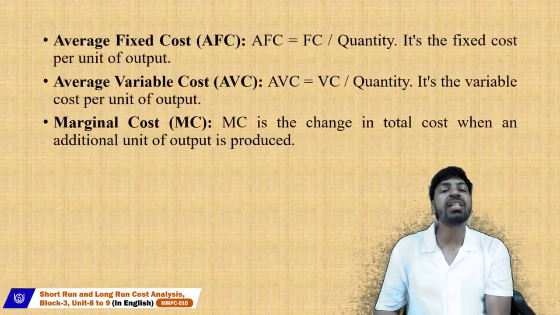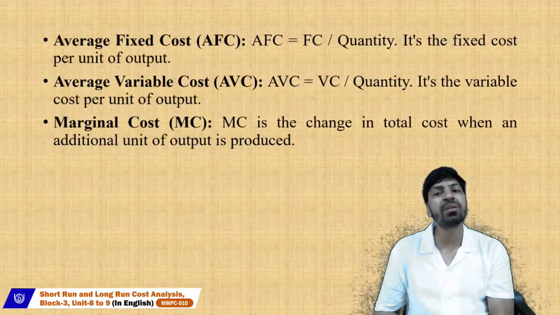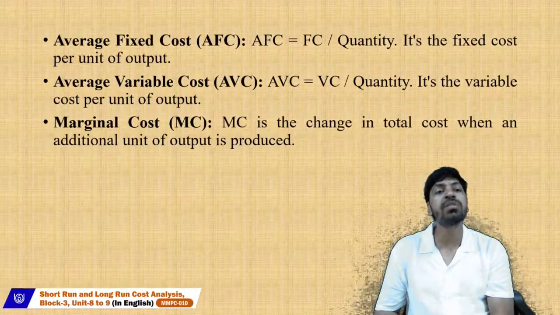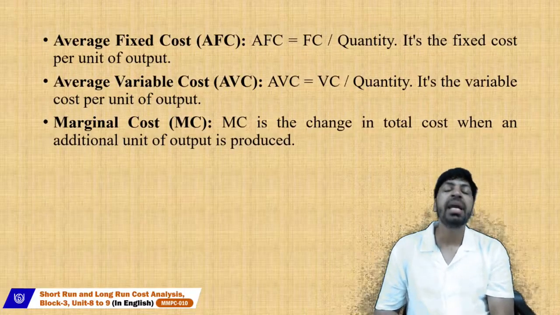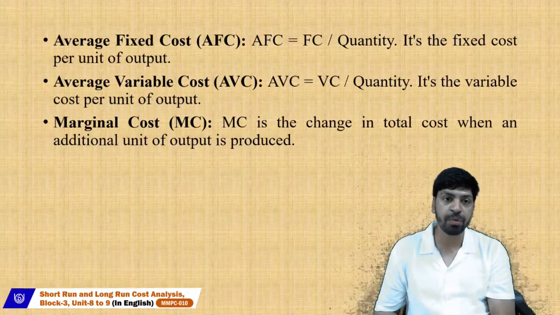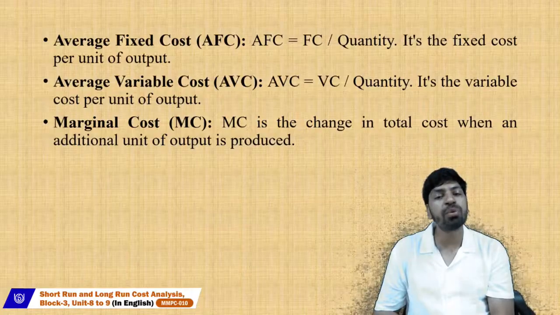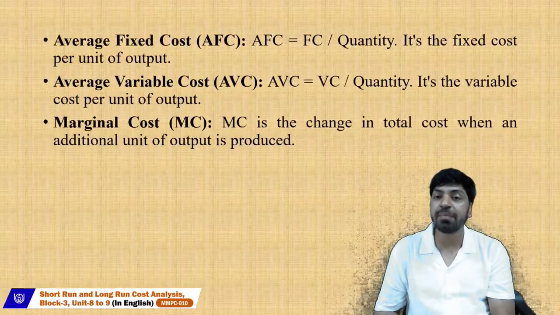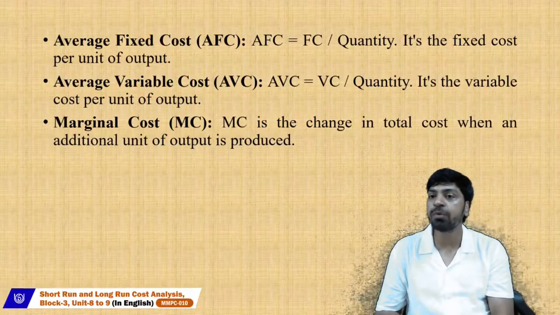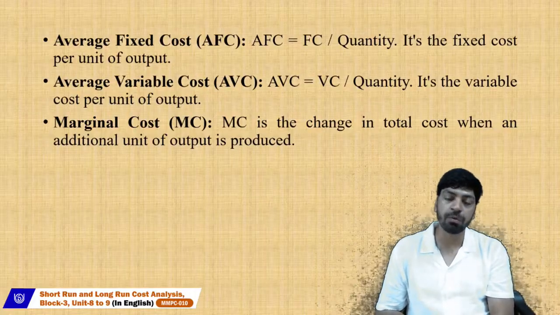Next one is average fixed cost. Average fixed cost refers to the total fixed cost divided by the quantity of output. It means the fixed cost per unit of output. Average variable cost is equal to the total variable cost divided by the quantity of output. It refers to the variable cost per unit of output.